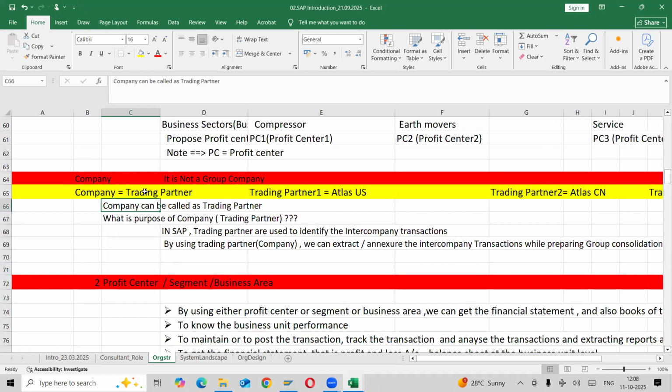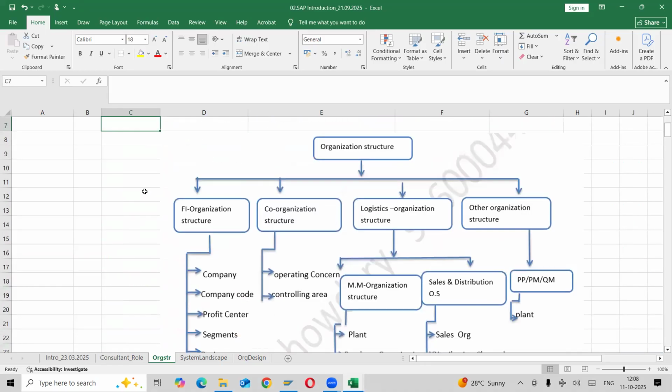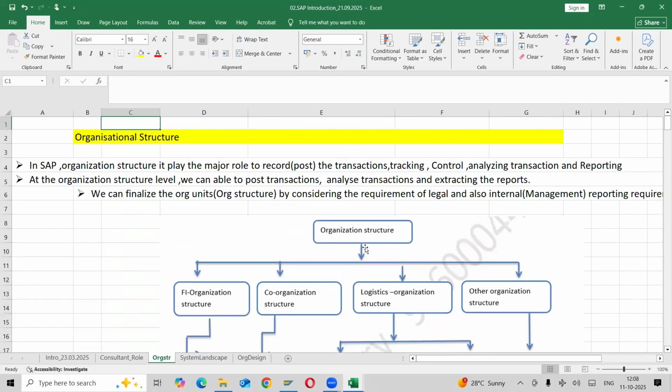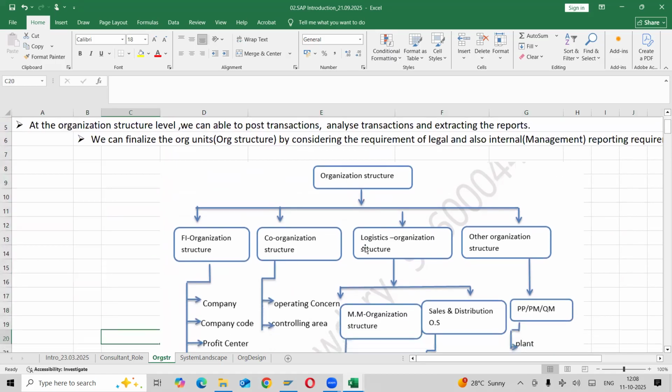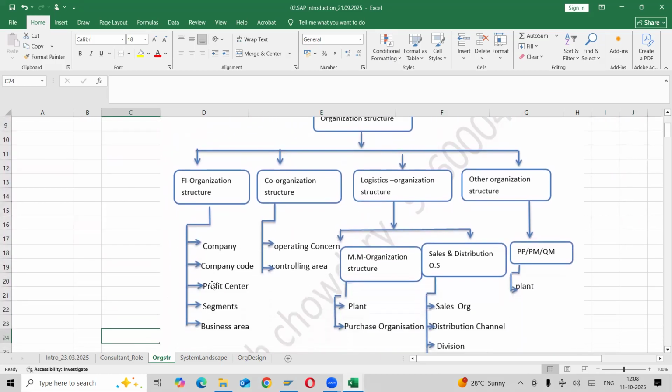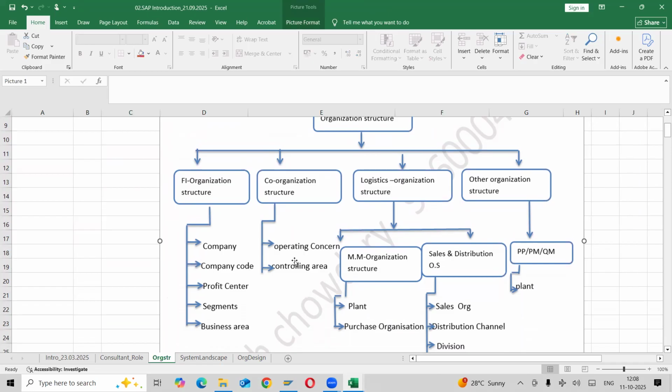What do you mean by a company? Any organization you can see. Any module has its own accounting organization structure. I have mentioned here the FI organization structure, already all discussed. We will have a company code, profit center, segment, and business area. In the CO organization, we will have operating concern and controlling area. When we integrate these two, operating concern will come first, next the controlling area, and under that it will work as a company code. So these two we are going to club here.